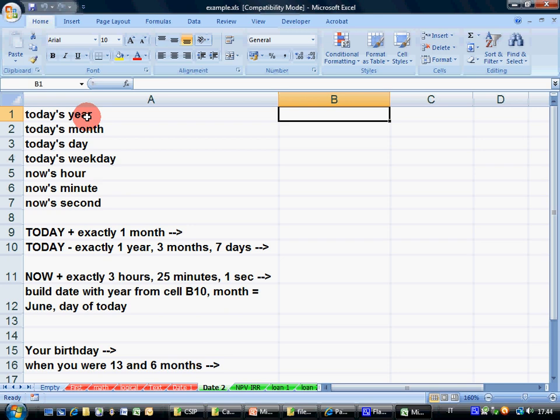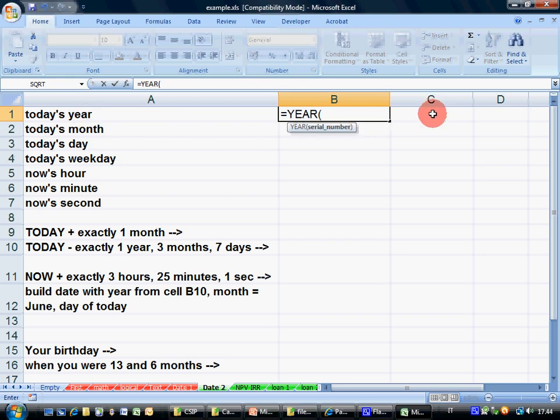For example, you want to extract the year. In this case, you type equal year, and here you press the reference to a cell which contains a date, or you simply write today if you need the year of today. Okay, this will give you the year of today. It seems something strange, completely useless, but it's the only way to get the year of today in a dynamic way, and it's the only way to extract automatically the year from a date which is already written in your Excel sheet.